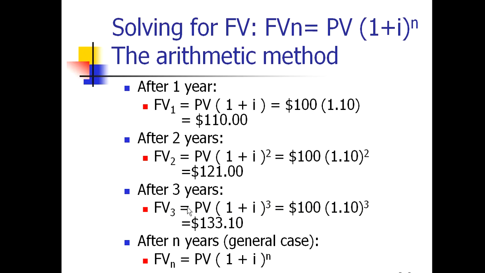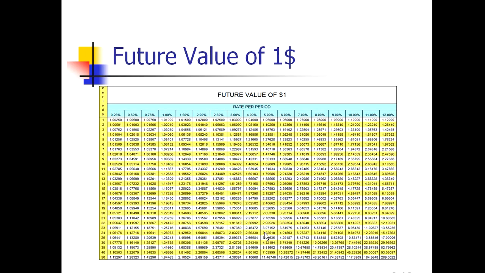And the same for the third year, we have to multiply 121 by 1 plus 10% to the power of 1, or multiply the $100 by 1 plus 10% to the power of 3, and easily we will get the same answer. And there is another method of how to compute the future value of one amount, which is by using the future value table of one amount, or $1.